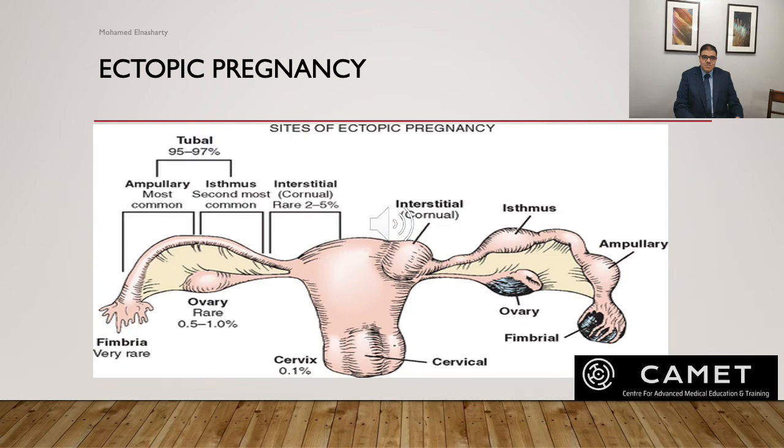This slide shows the sites of ectopic pregnancy. The most common is tubal, and the most common part of tubal is the ampullary, followed by the isthmus, followed by the interstitial. Other sites include ovarian ectopic pregnancy, cervical ectopic pregnancy, cesarean scar ectopic pregnancy, and an abdominal ectopic pregnancy.